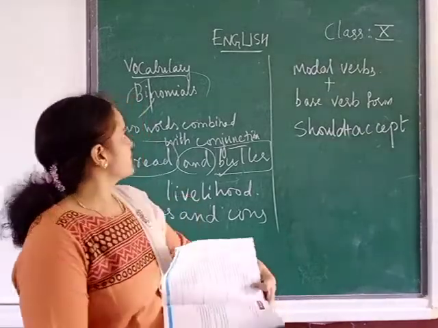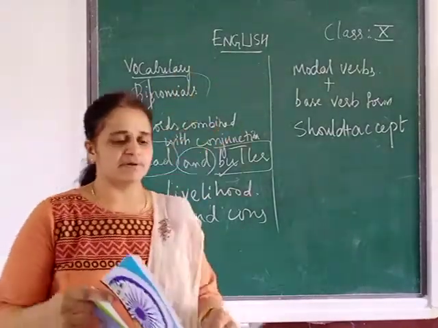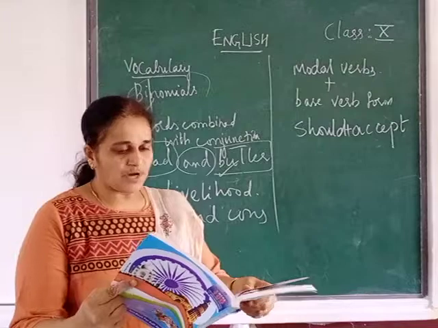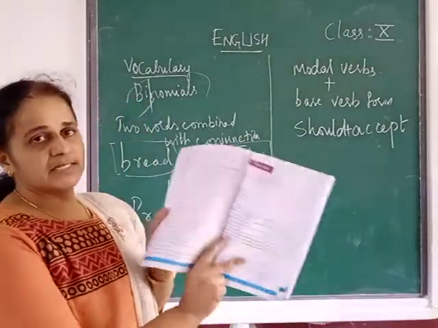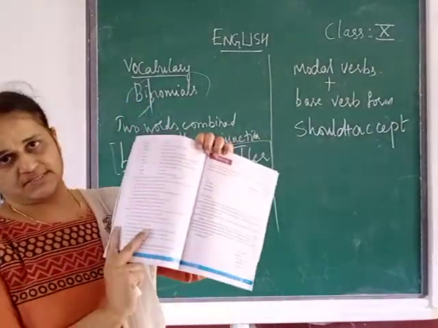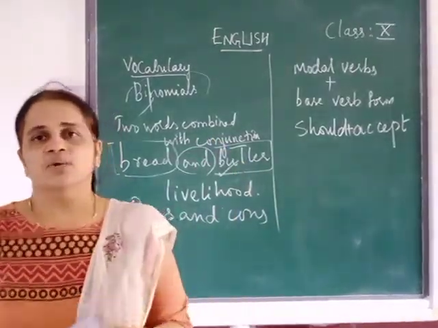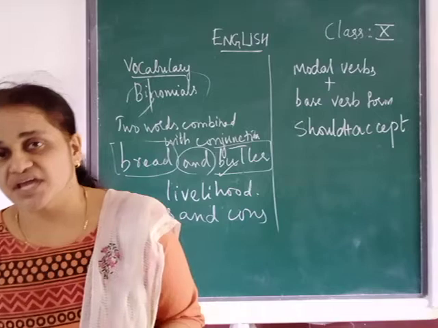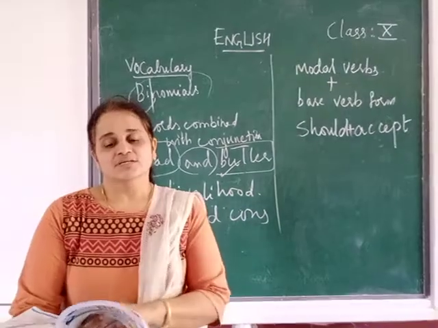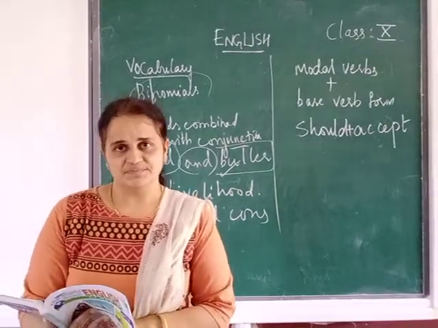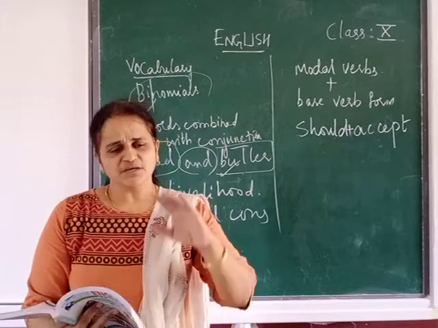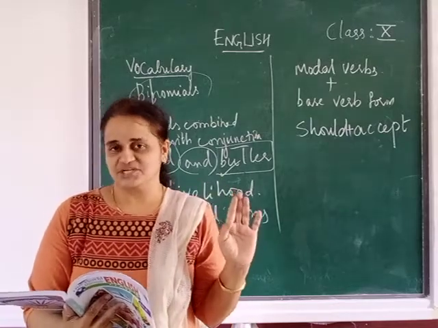So we are in the grammar part now. Vocabulary is over. We are in the grammar part. So page number 122. Modals and its functions. What are the modals given here? Shall. What is the meaning of shall there? Obligation. So shall, obligation. Obligation means compulsory, you have to go.